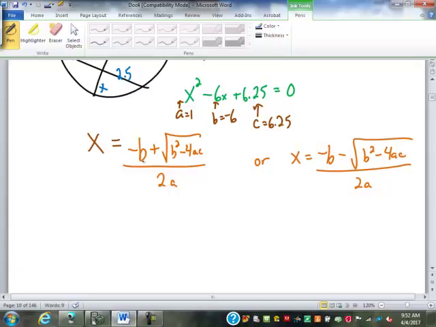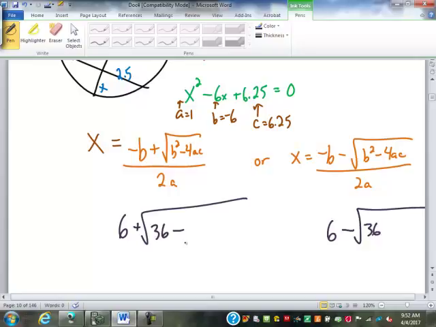So we're going to put in the opposite of b. B is negative 6. The opposite of b is positive 6. I'll put it into both formulas at once. In the square root, b squared, negative 6 squared is 36. So I'll put that into both of them. Minus 4 times a times c. Well, 4 times 1 is 4. Then 4 times 6.25 is 25.